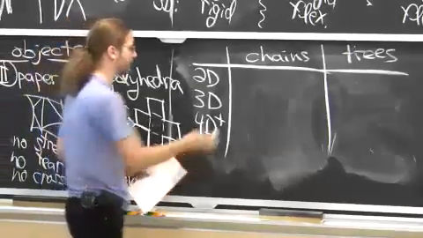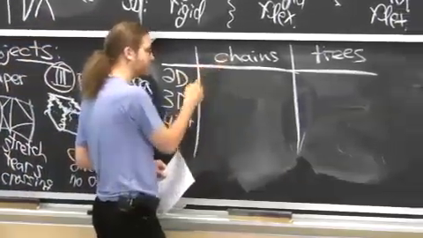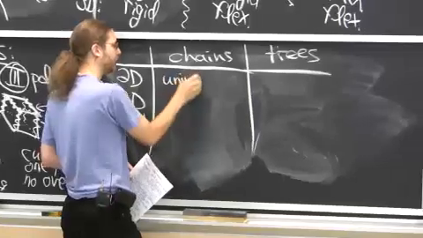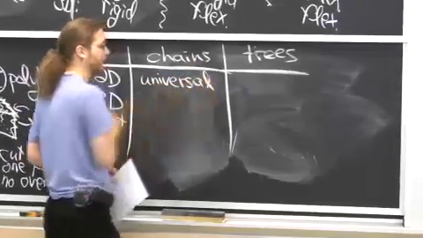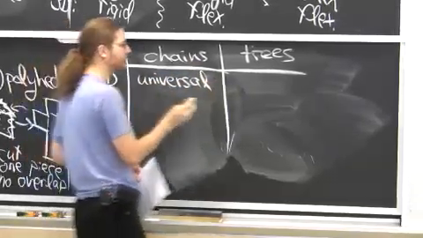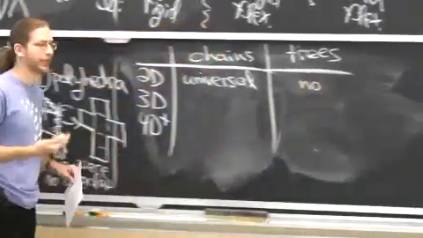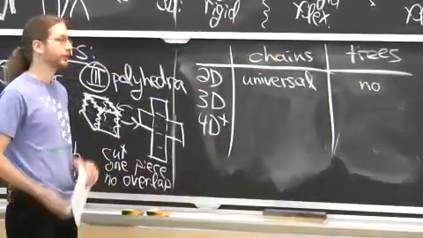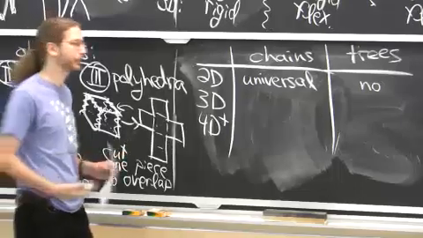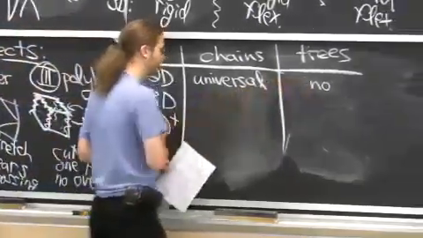And the answer is, for chains in 2D, you get a universality result. You can fold from anything into anything. For trees in 2D, you don't. There are some trees you can't get from one configuration to another. Which ones? We don't know. But at least you don't get a universality result.